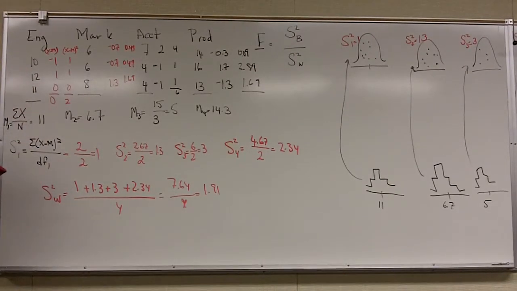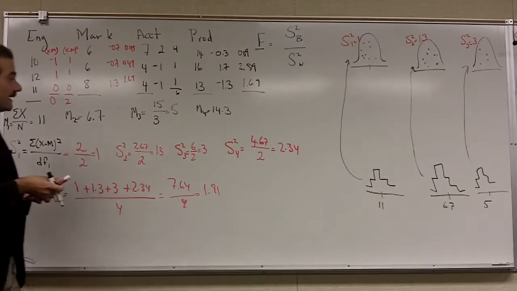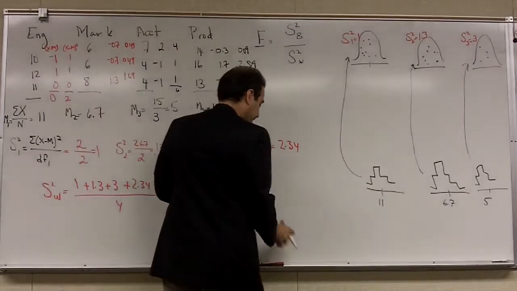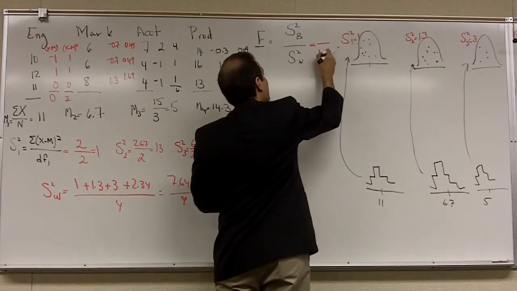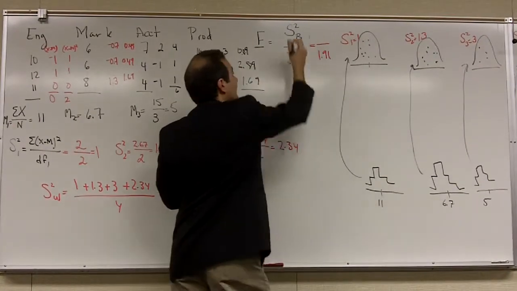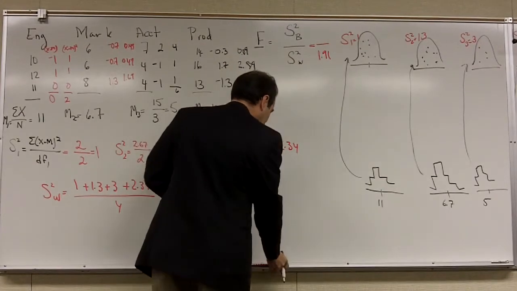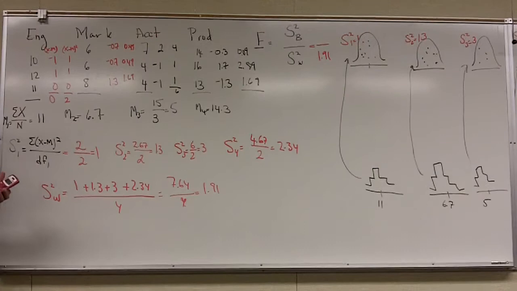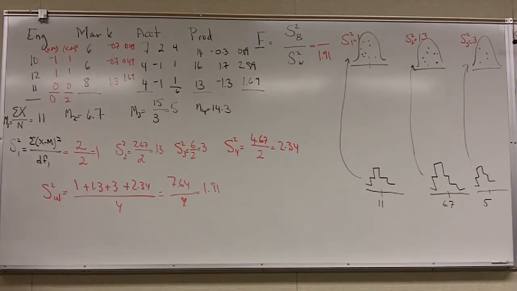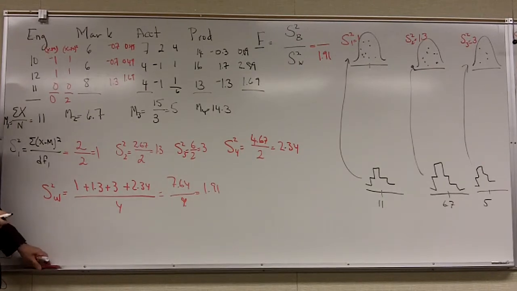Excellent. So now we get to a little bit of a different aspect of this. 1.91. Now we need to calculate s squared between. What is s squared between, conceptually?